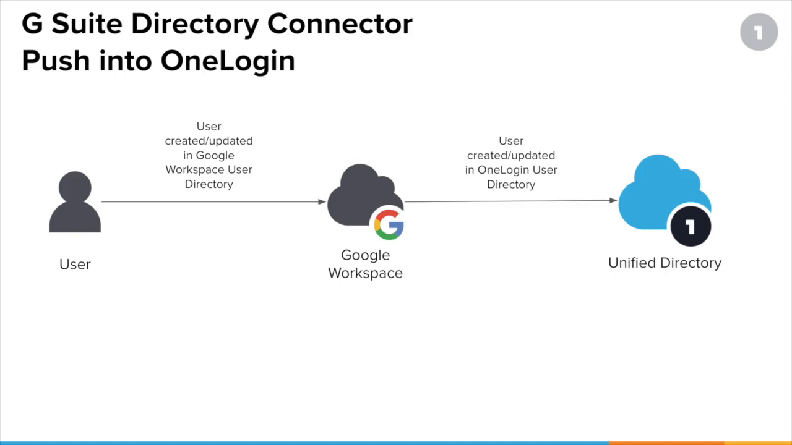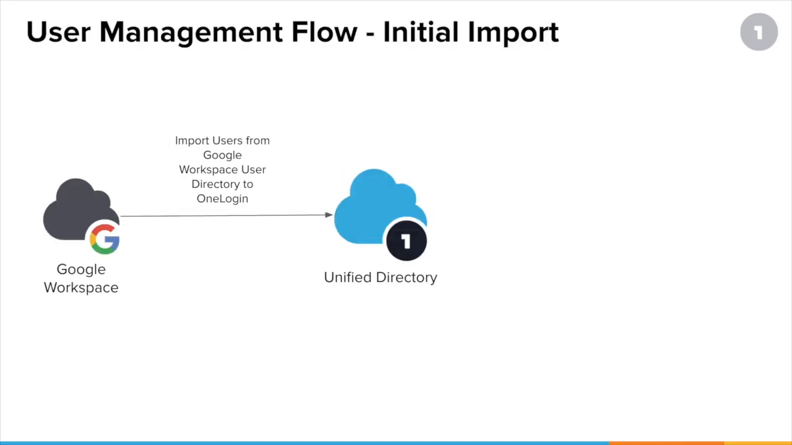So it can be used to do an initial user import from Google Workspace, say when you're initially setting up OneLogin, or it can be kept up and running so that users, if they're created over in Google Workspace, can automatically be replicated over to OneLogin. It's kind of like looking at Google Workspace as your source of truth for your users. So performing an initial import is probably one of the primary uses for the G Suite directory connector.